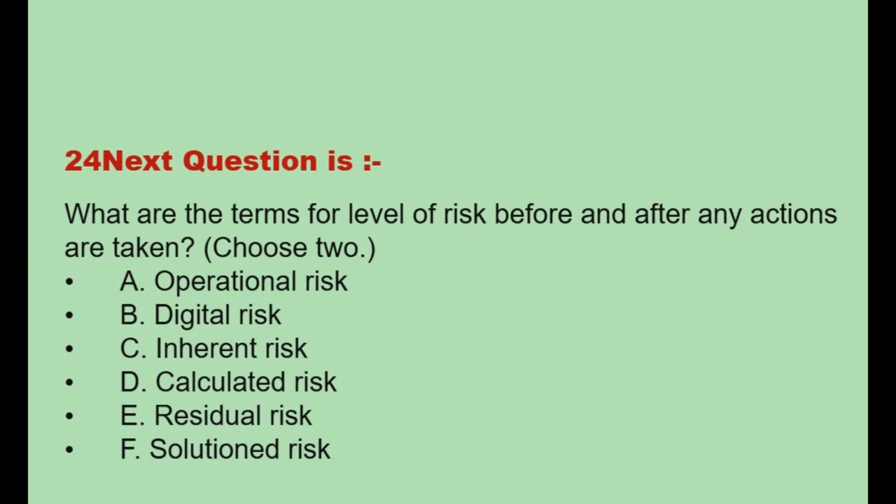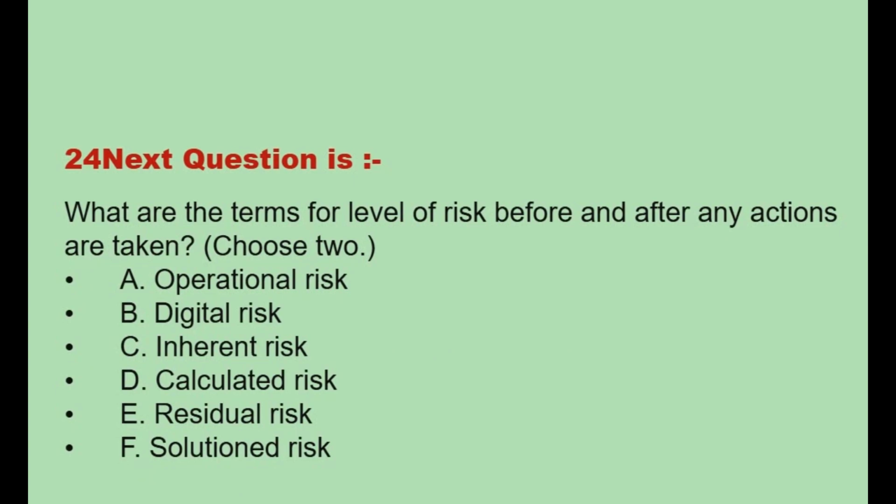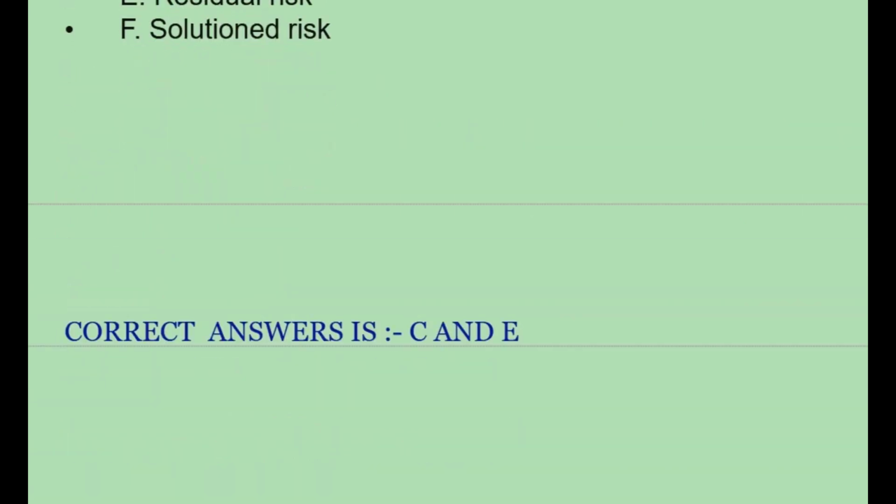Question is, what are the terms for level of risk before and after any actions are taken? Choose two options. Option A, operational risk. Option B, digital risk. Option C, inherent risk. Option D, calculated risk. Option E, residual risk. Option F, solution risk. Correct answer is option C and option E.